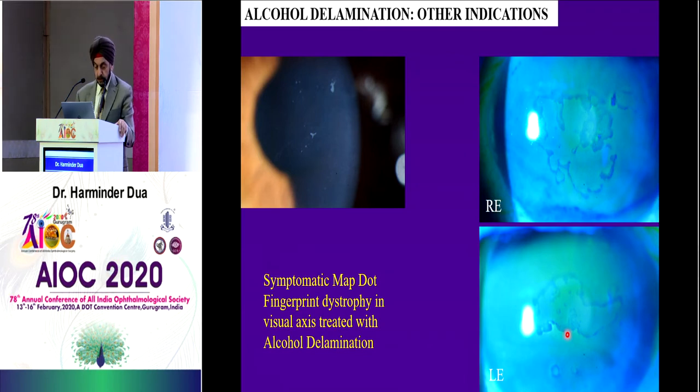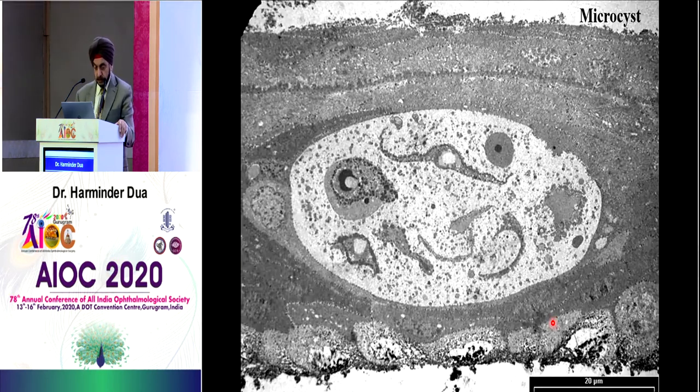And this was the other eye, the two eyes. And then when we did alcohol delamination and took the epithelium, you can see those map dots, those white dots. You have basement membrane on the top, so this is duplication of the basement membrane at the bottom. Cells are trapped in between, and these cells are undergoing various stages of degradation and necrosis, and then they form those white dots in map dot fingerprint dystrophy.